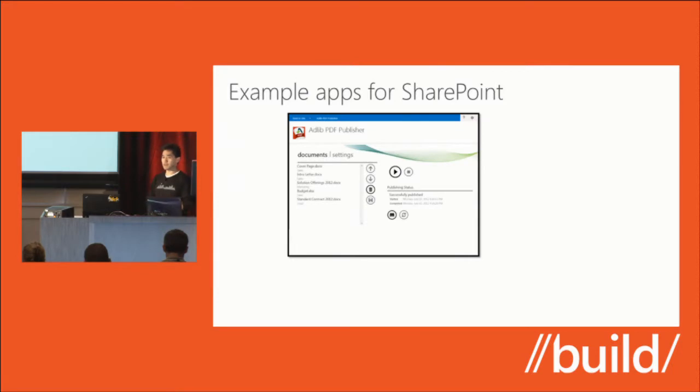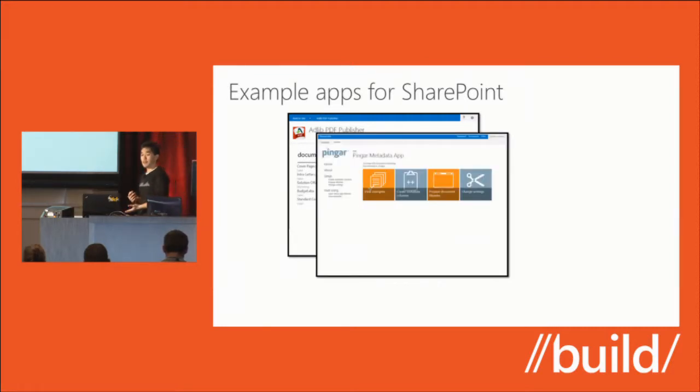So let's look at a couple of examples. The first, and again, these are available on the store, is AdLib PDF Publisher. It works with a document library, so it'll allow you to select documents from a document library and then output a single PDF of those documents.